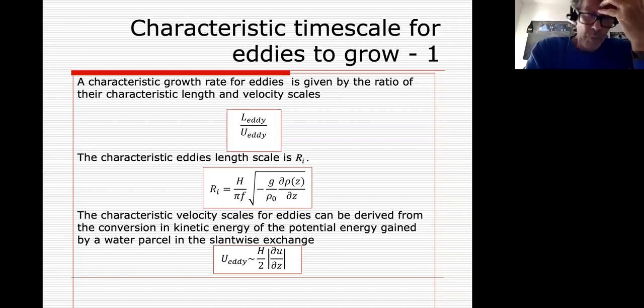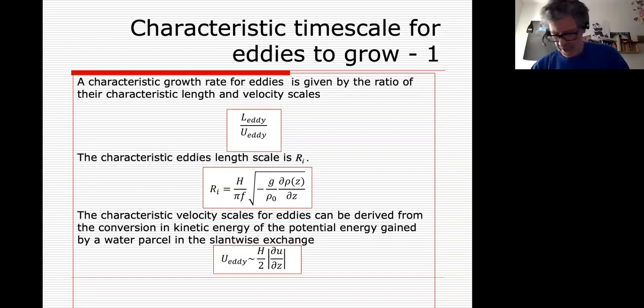And we can calculate the characteristic velocity scale for eddies by making some simple calculation. It is not here. You can find it in the Williams and Follows textbook that I suggest you to look at in case you are curious to see how some solutions are obtained. They propose a simple calculation of the characteristic velocity scale for an eddy by looking at the efficiency of the conversion of the potential energy gained in the water pulse in the slantwise exchange into kinetic energy.